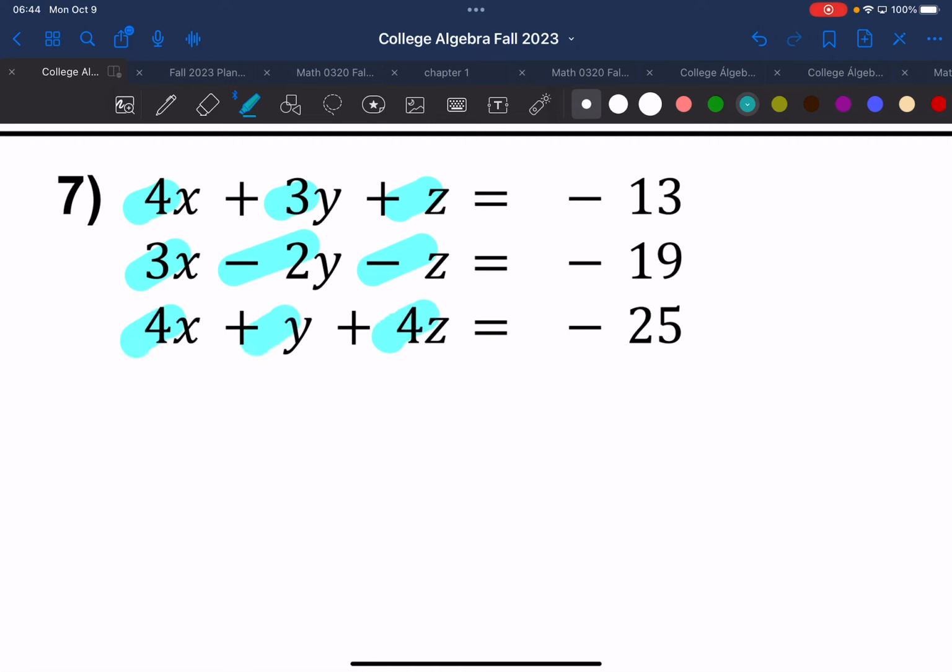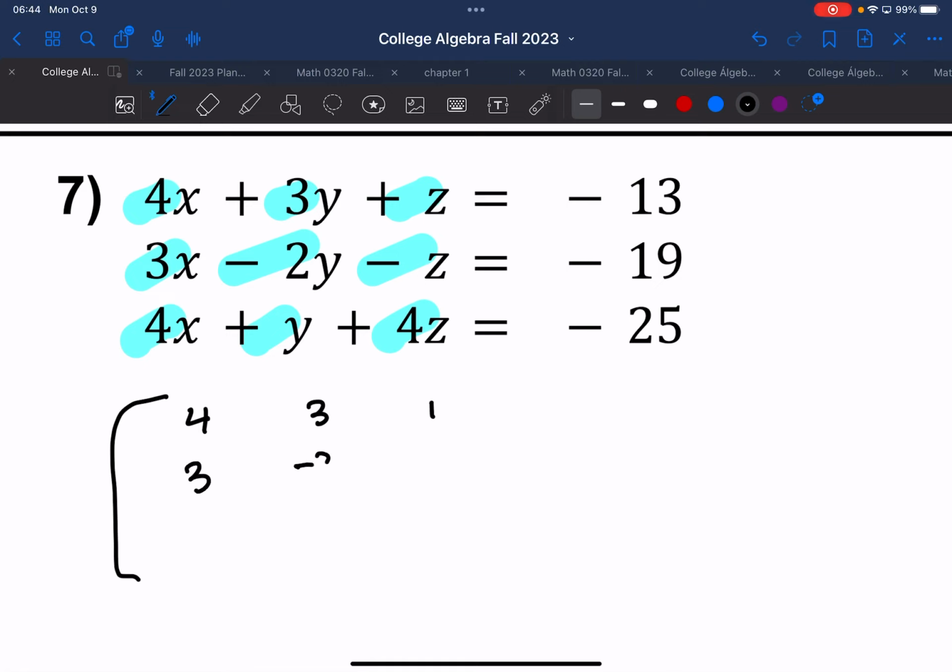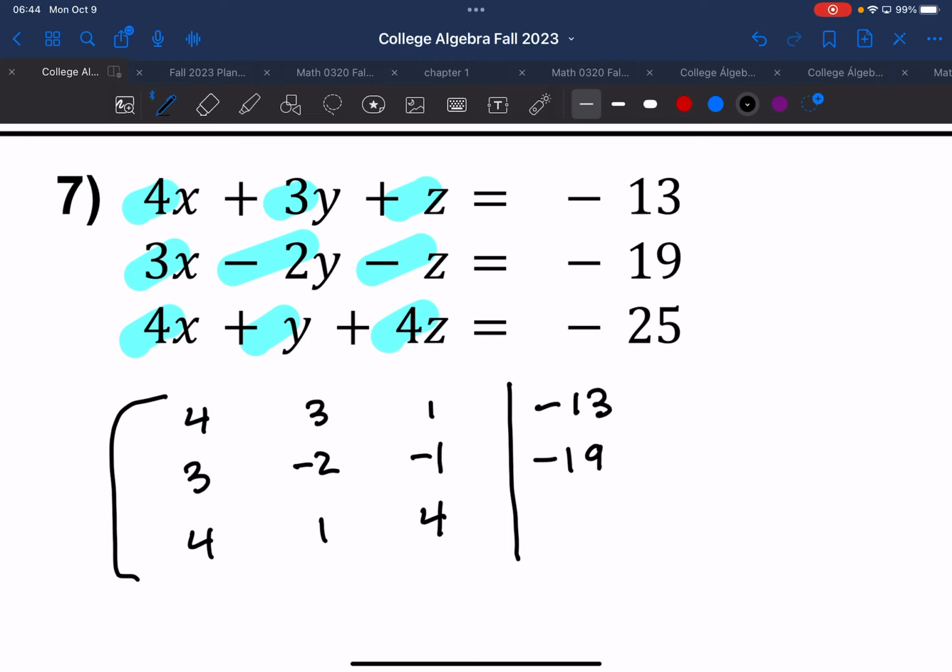And then the last equation? Good, 4, 1, 4. So I'm going to take all those numbers we just said and put them in our matrix. So we said 4, 3, 1. That's the first equation. 3, -2, -1. That's the second equation. And then 4, 1, 4. That's the last equation. Then I write my equal sign bar and I write all the numbers that each equation is equal to. So -13, -19, -25. Close my matrix.